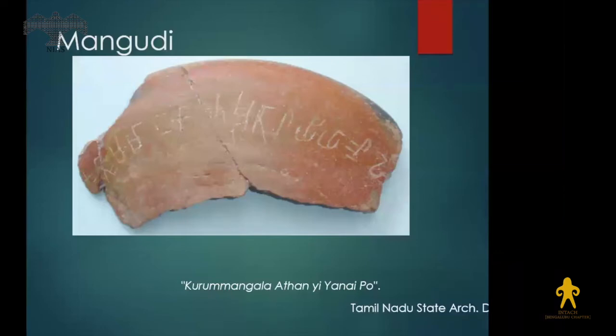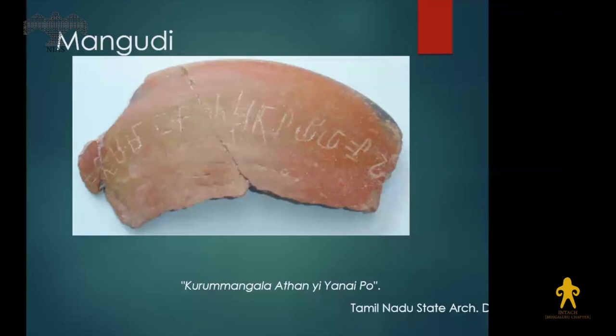I told you about the introduction of script. We have evidence of script coming from the pottery. On pottery sherds, people have written their names, like what we do when we go to the office. In the different boxes, we write our name. These people have written their names on the pottery. We get that. And in addition to that, we also get names on the coins.